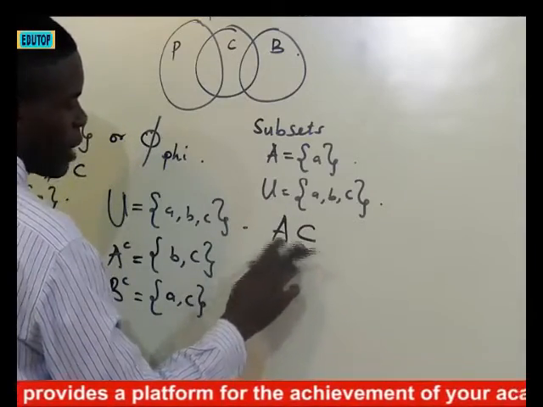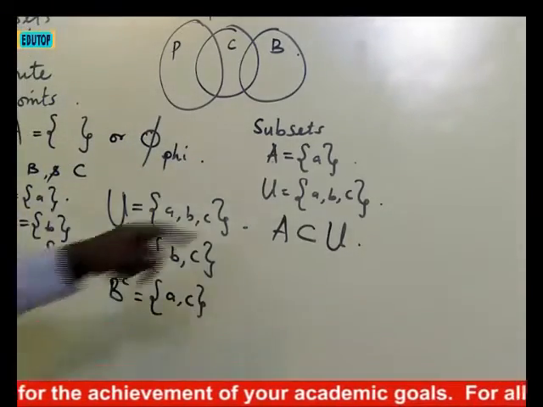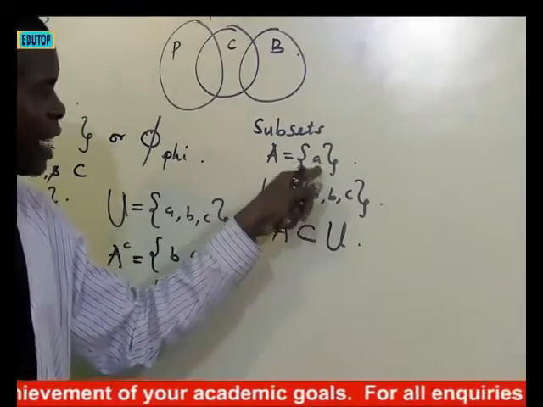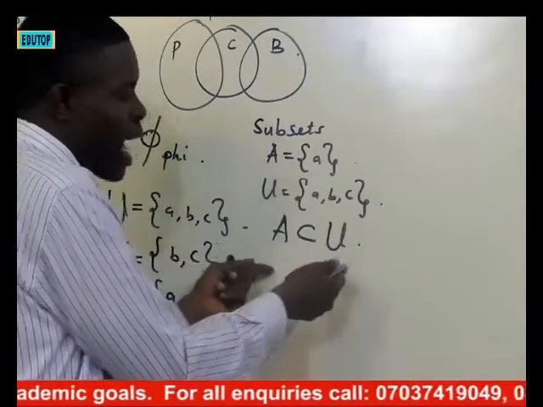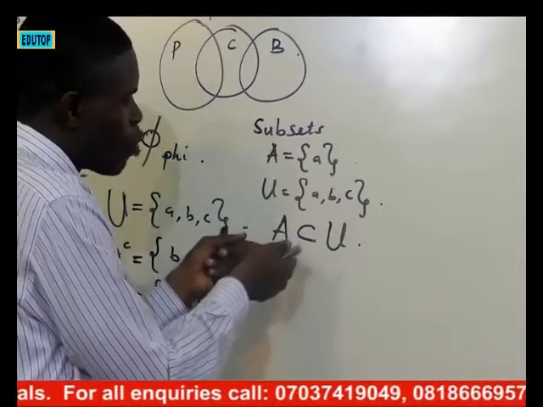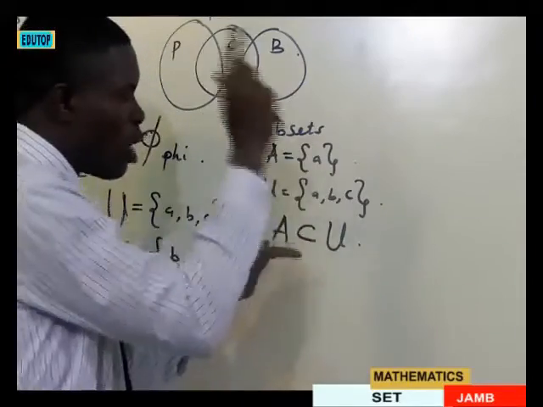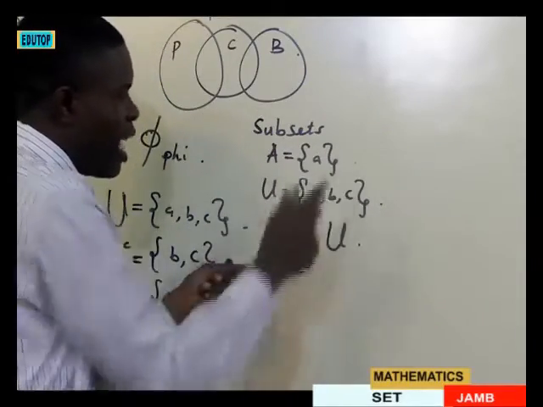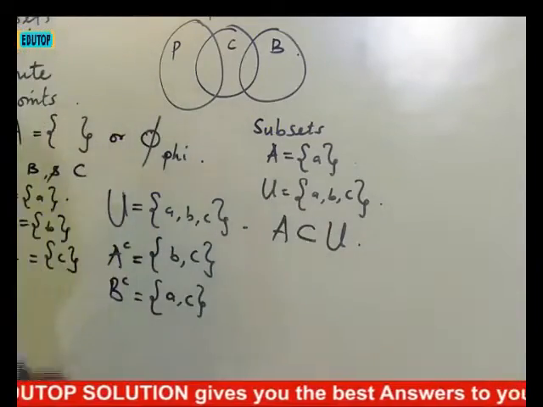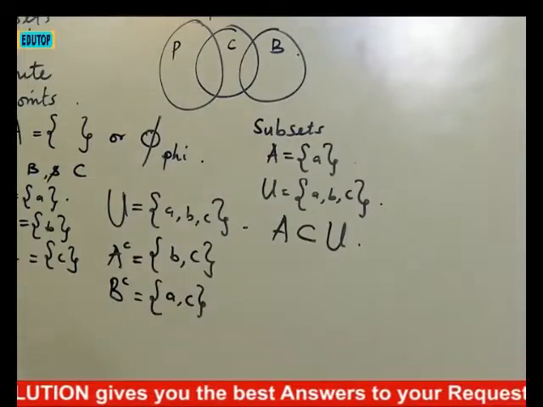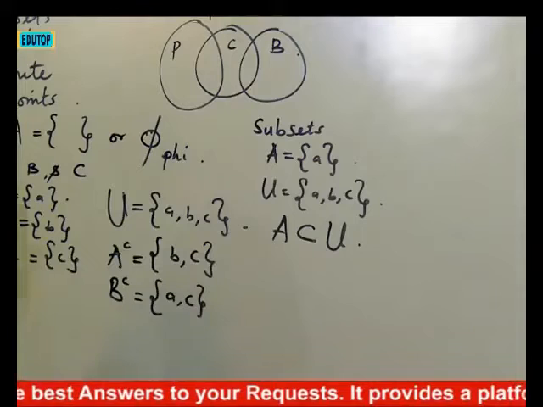This is the symbol of subset. A is a subset of the universal set because there is a particular member of A, that's A, that is also in the universal set. But because the universal set is bigger than A, we write it this way. So what we are saying is that A is a subset of the universal set because it has only one element. The universal set has 3 elements, but A has only one element, and that element is contained in the universal set. So A is a subset of the universal set.